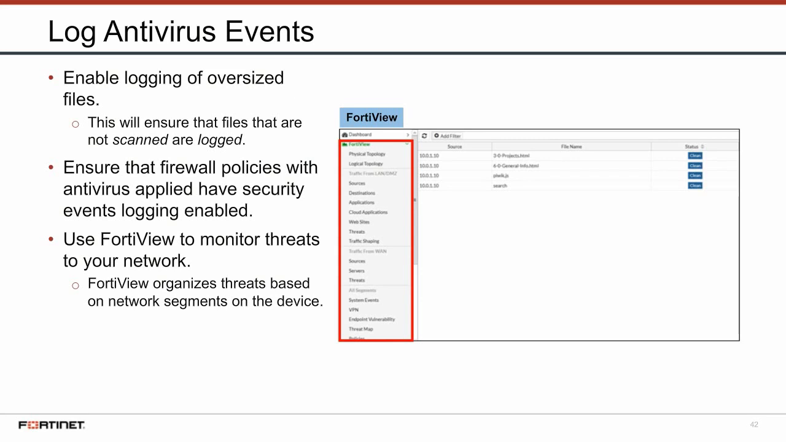Logging is an important part of managing a secure network. Enable logging for oversized files so that if there are files that are not scanned, you can be aware of it. Also, ensure that security events logging is enabled on all firewall policies using security profiles. Use FortiView to view relevant information regarding threats to your network. FortiView organizes information into network segments and breaks it down into various categories.